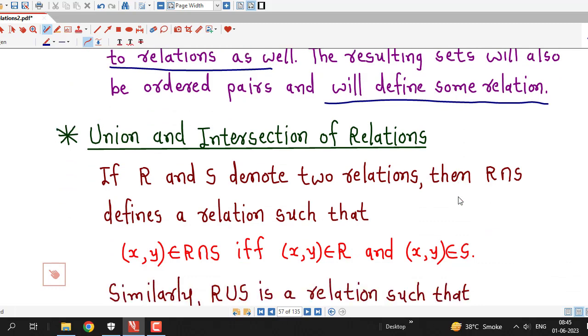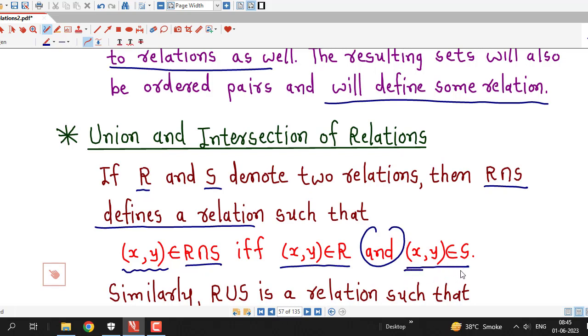First I have taken two operations on relations, union and intersection. If R and S denote two relations, then R intersection S defines a relation containing those ordered pairs (x, y) such that (x, y) is present in R as well as in S. R intersection S is the collection of those ordered pairs (x, y) which satisfy two conditions: (x, y) belongs to R and (x, y) belongs to S.